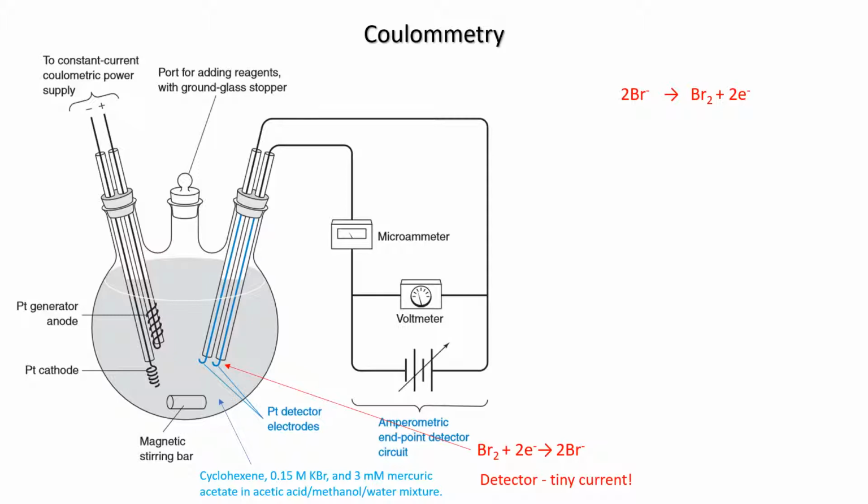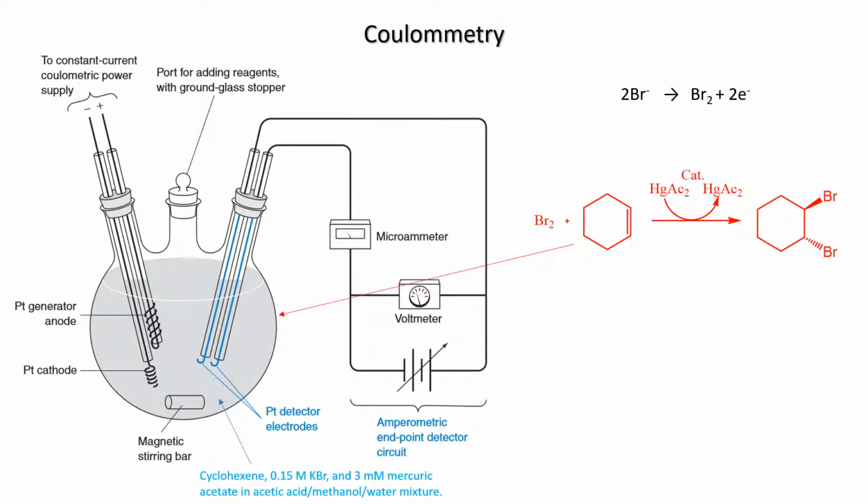This passes a much smaller current, only sufficient to detect the presence of Br2 without significantly changing the concentration of Br2. An analyte, in this example cyclohexene, is added through the ground glass stopper into the reaction vessel, where it's brominated in an addition reaction catalyzed by a small amount of mercury acetate. This consumes the Br2 generated and the detector current falls.